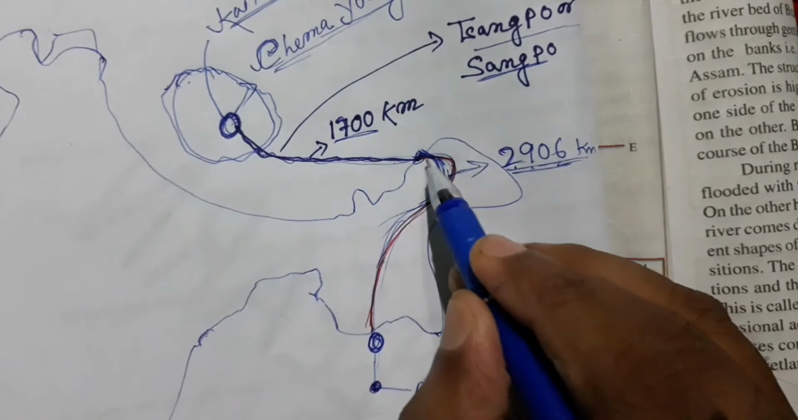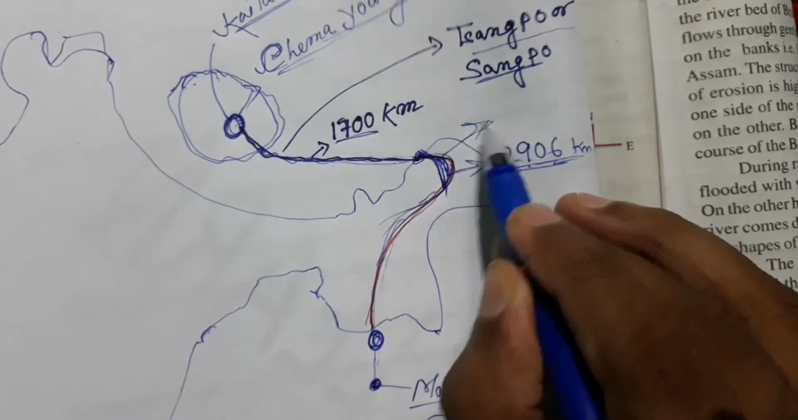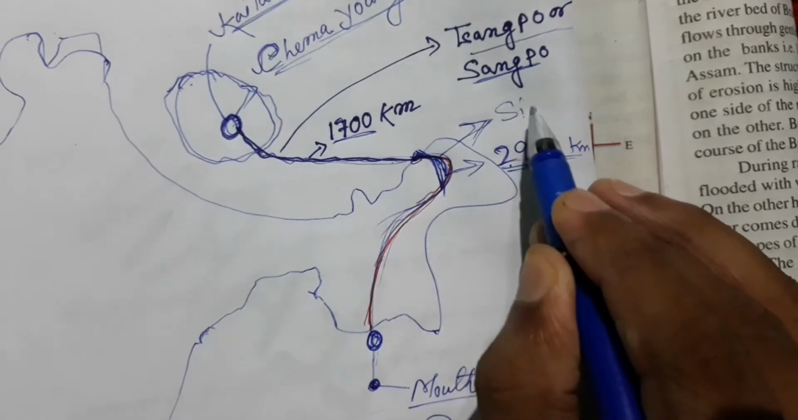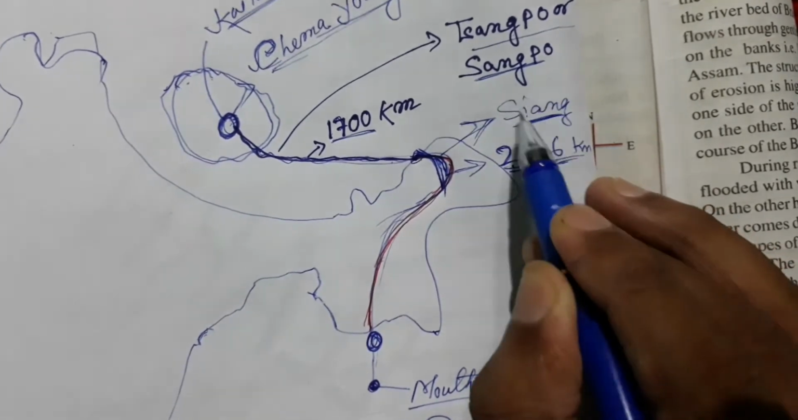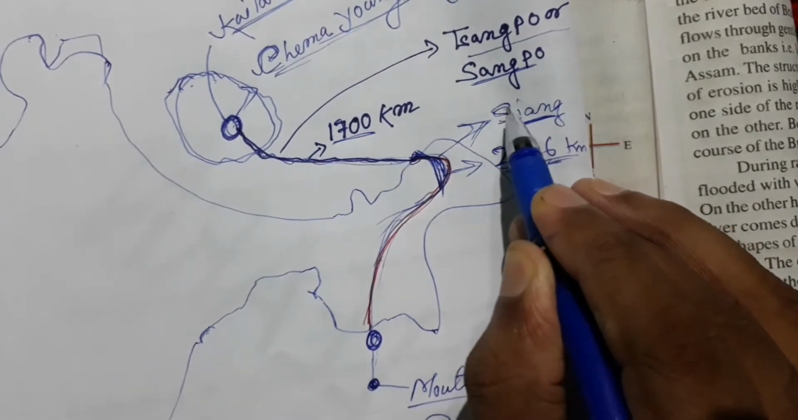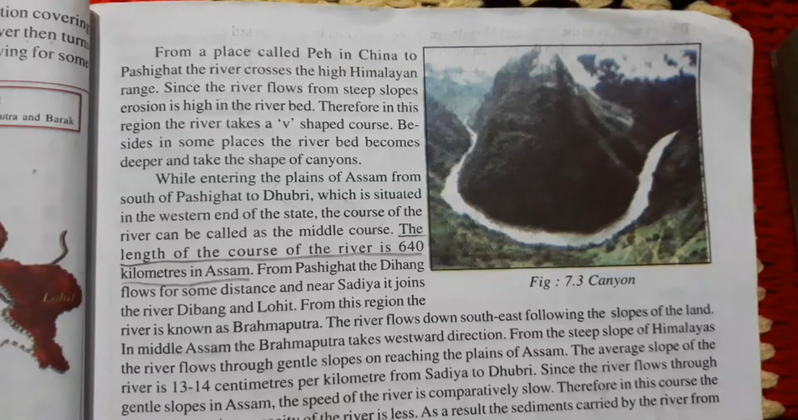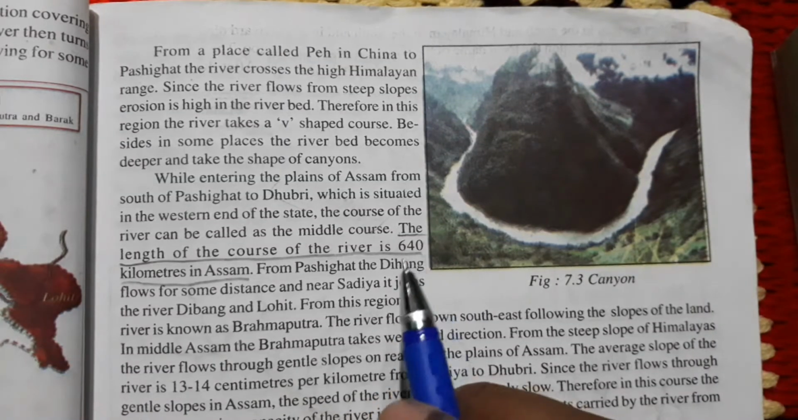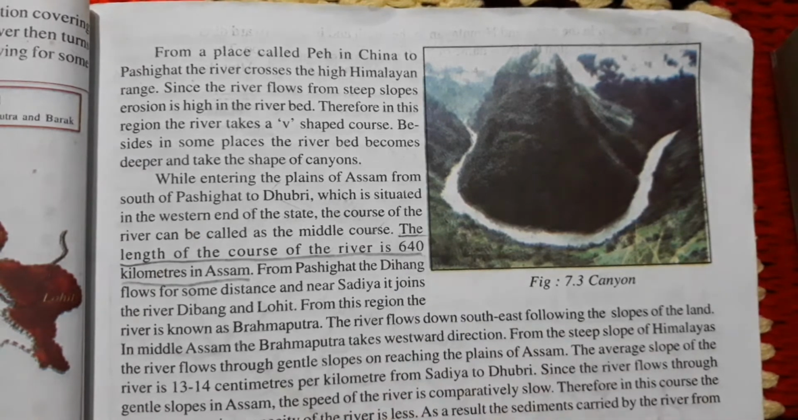In the state of Arunachal Pradesh, the Brahmaputra river is known by the name Siang. Mind you, students, I have already said that the river Brahmaputra in Arunachal Pradesh is known as Siang.